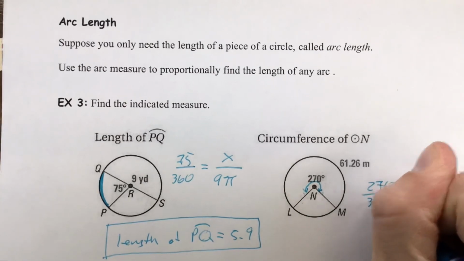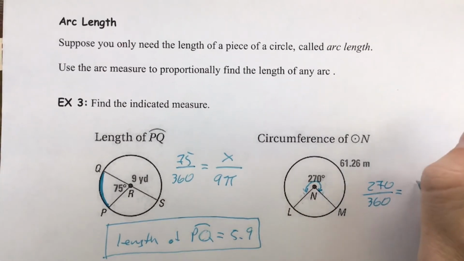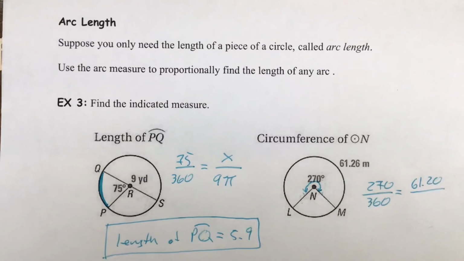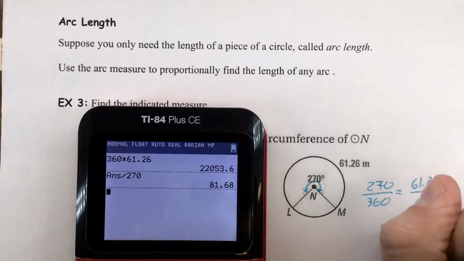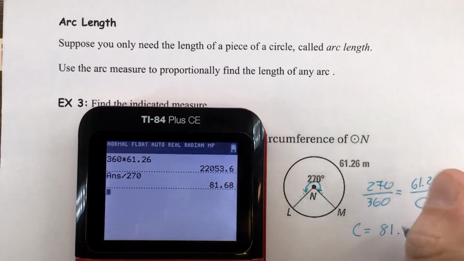So 270 over 360 is going to be equal to 61.26 divided by, and you could call this x. In this case, it is our circumference, so I'm just going to call it c. All right, and with cross products, 360 multiplied by 61.26 gives us that number. We divide by 270, which gives us 81. So C equals 81.68.